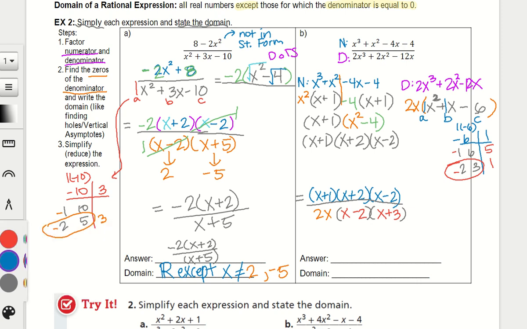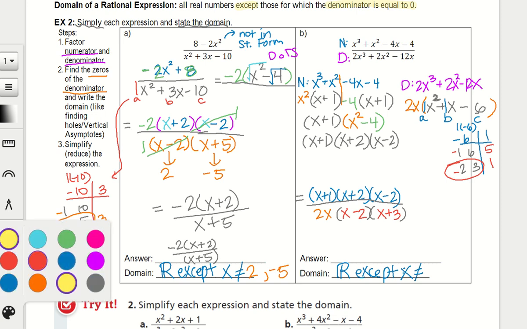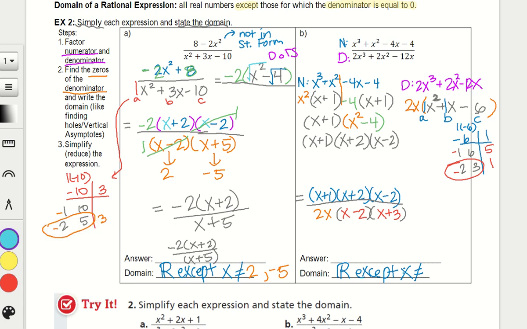Our domain is always all real numbers except the numbers that will make our denominator 0. So x cannot be... Remember that when I have something like this, 2x, that means that x can't be 0.